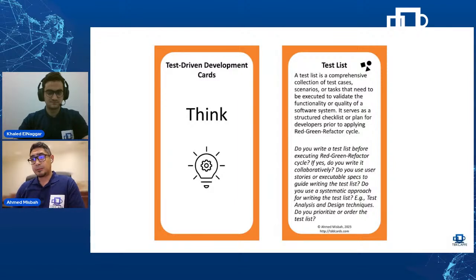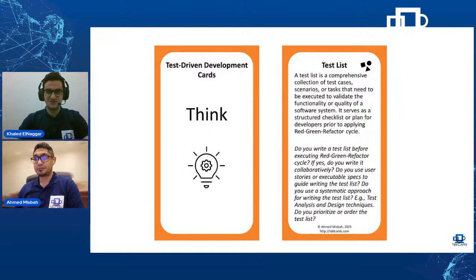This is where you start thinking about what you want to test. And once you have that figured out, you start automating the tests in the test list. And from these automated tests, you start guiding the rest of the TDD cycle. So, Khaled, do we have a test list prepared to guide the rest of the exercise?